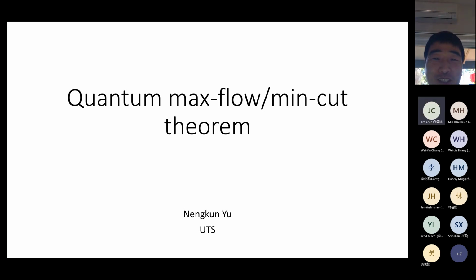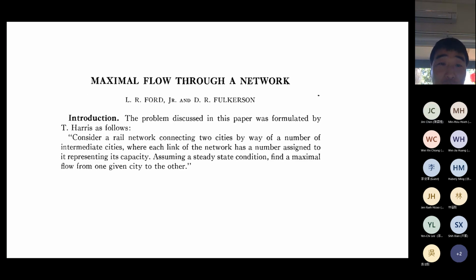Thanks very much for providing this opportunity of talking more about my research. So thanks for the invitation. So the title of my talk is Quantum Max-Flow Min-cut Theorem. The Max-Flow and the min-cut problem was initiated about 60 years ago by the very famous paper by Ford and Fulkerson. Let me introduce the question.